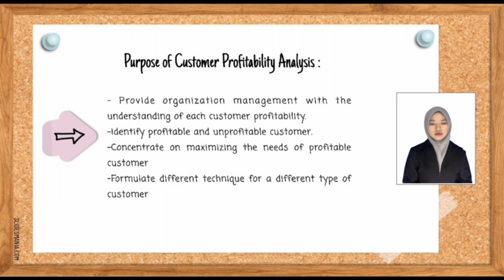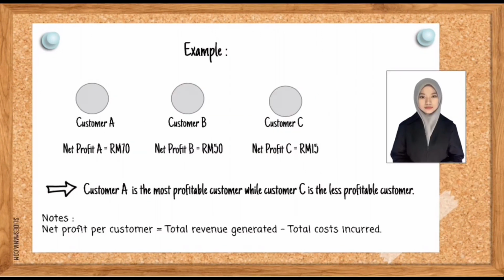Lastly, formulate different techniques for different types of customers. CPA also helps the company formulate different pricing techniques for different types of products and customers so that they will know which customers can afford to pay a certain level of price. Okay, now let's look at the example.